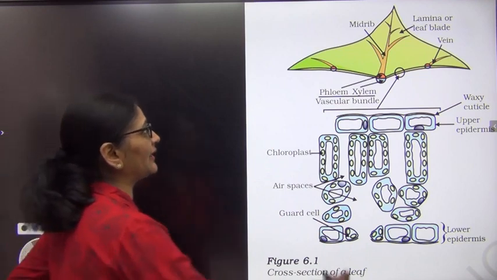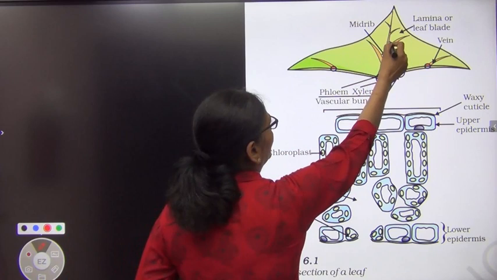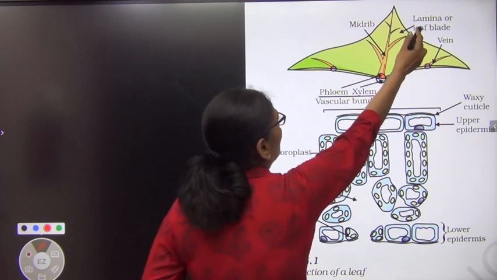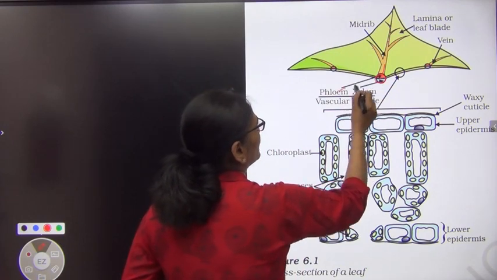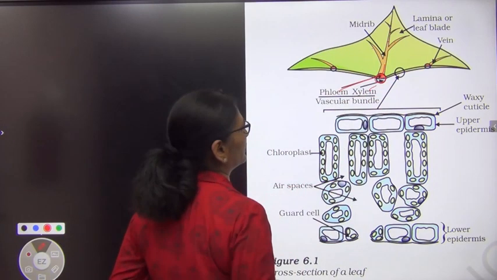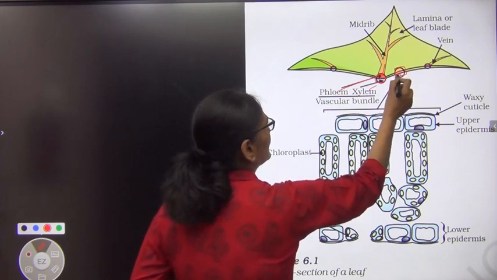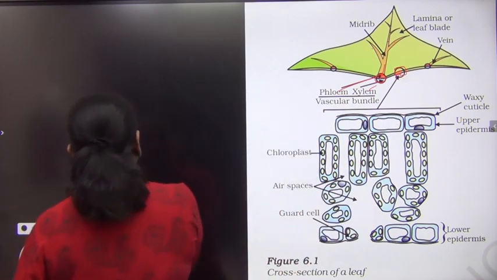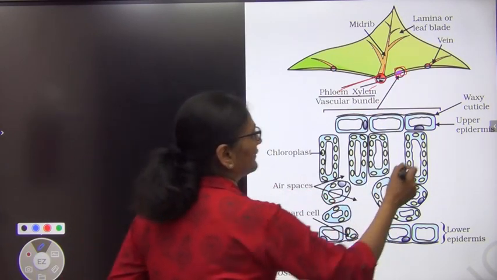See what is given in your NCERT. They have shown a leaf. In the leaf they have shown veins. This is the midrib. These are the veins and veinlets. This is the leaf blade called the lamina. Here in the veins they have shown the vascular bundle, that is xylem and phloem. Now a part of the leaf they have enlarged. This is the upper epidermis. This is the lower epidermis, and the middle part here is called your mesophyll. So see, they have drawn it like this.